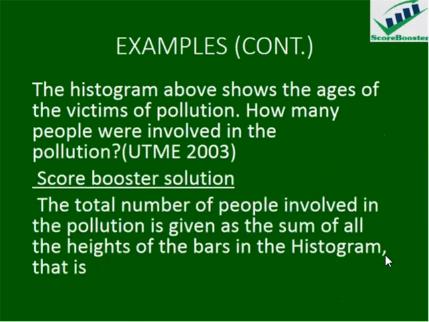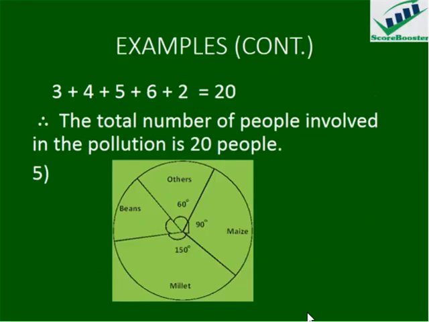So the total number of people involved in the pollution is given as the sum of all the heights of the bars in the histogram. That is 3 plus 4 plus 5 plus 6 plus 2. So if this is evaluated, we have 20. So therefore, the total number of people involved in the pollution is 20 people. So that solves the question.